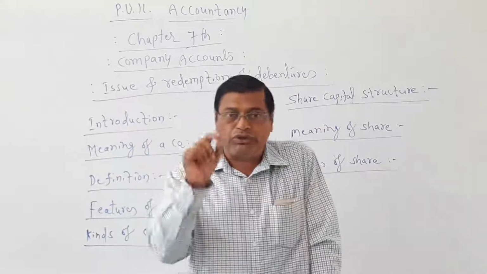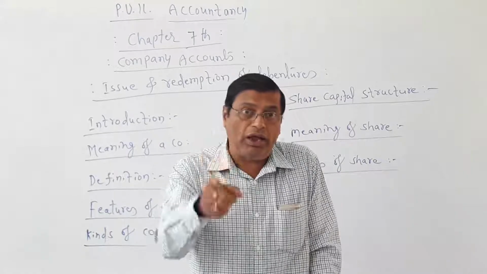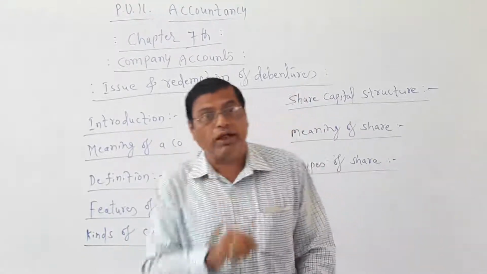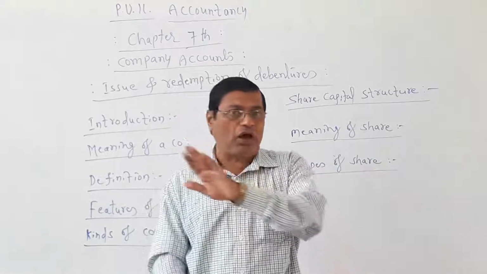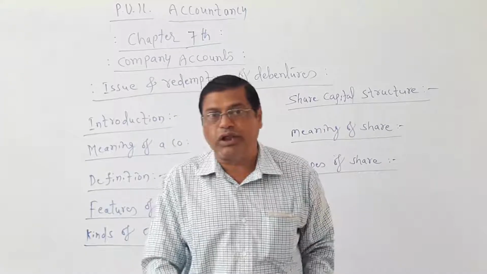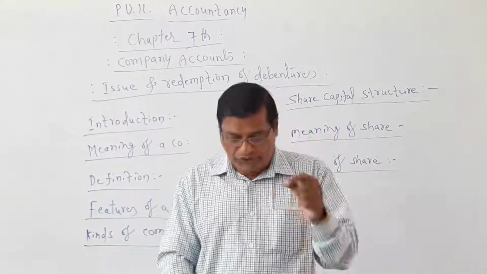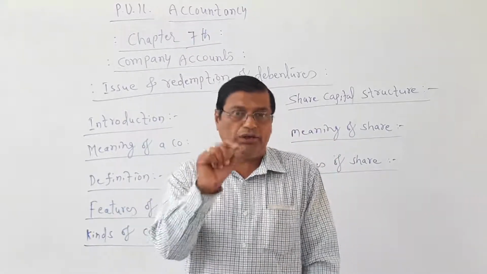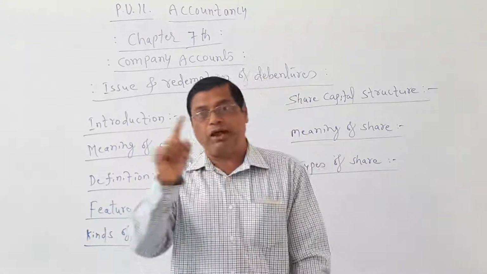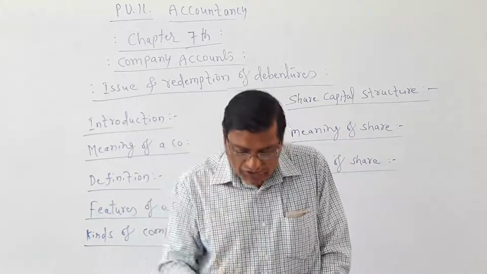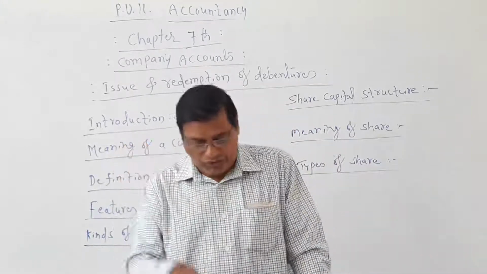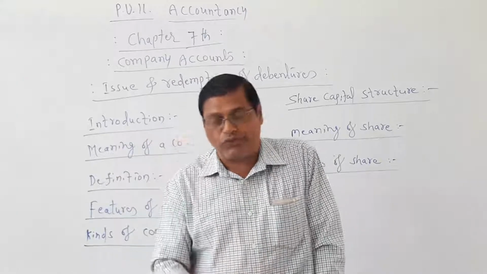Now, equity shareholders are the real owners of the company. One important line: who are the real owners? Preference shareholders are not the real owners. Equity shareholders are the real owners of the company. Equity shareholders are the real owners, and they have no preferential rights.